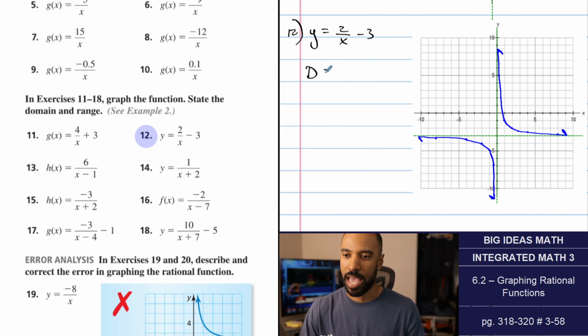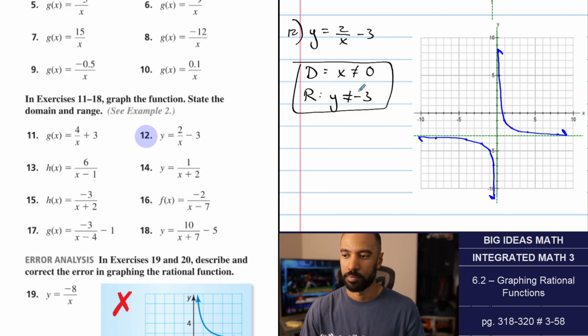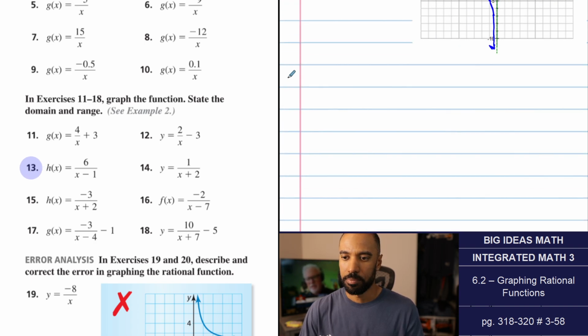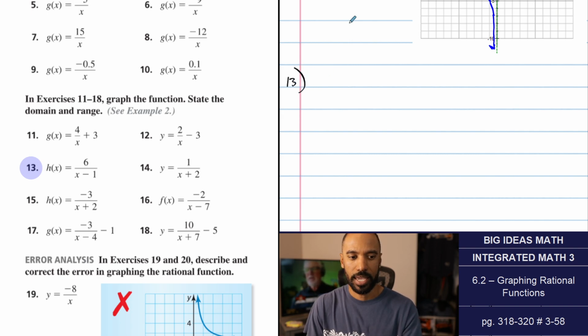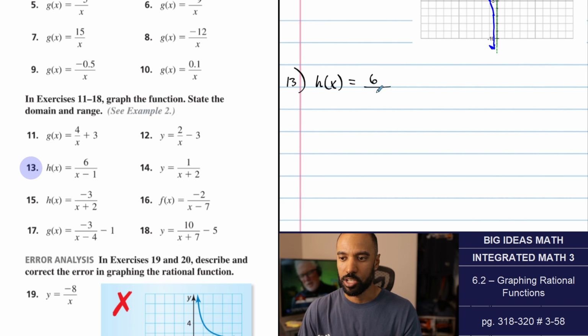Domain is x can't equal 0. Range is y can't equal negative 3. Okay, now we deal with horizontal translations on 13 and 14. So on number 13, we got 6 over x minus 1.